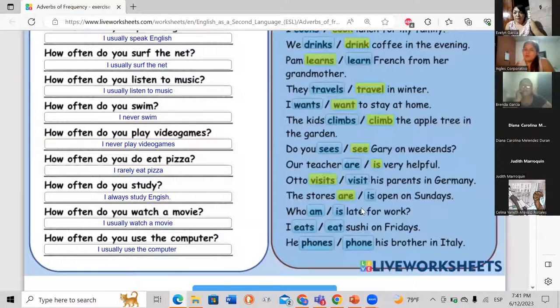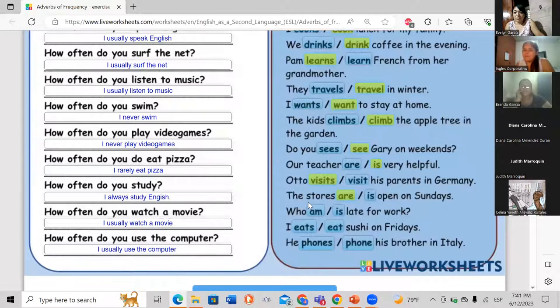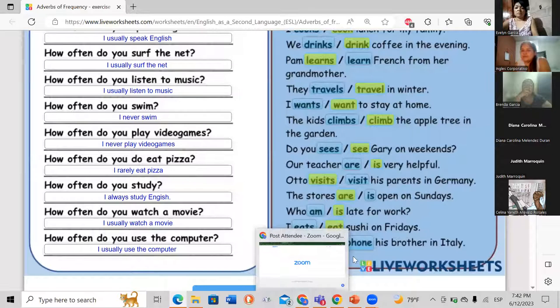Who am or who is late for work? Karen. Who is late for work? Okay. Xiomara, I eat or I eats sushi on Friday? I eat sushi on Friday. Okay. Yes. Astrid, he phoned his brother in Italy. He phones with the letter S? Or without the letter S, just phone? Phone. Okay, remember that is he, okay?